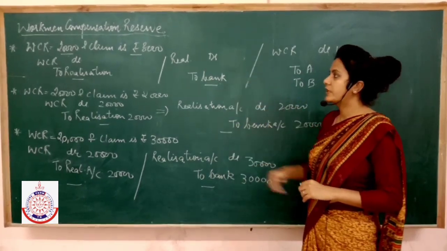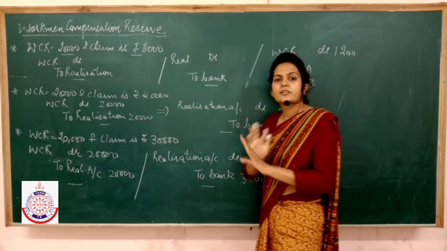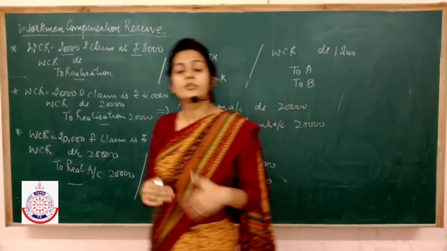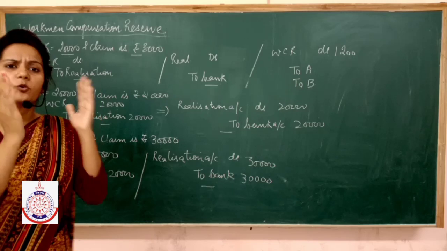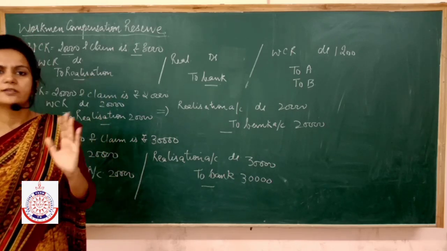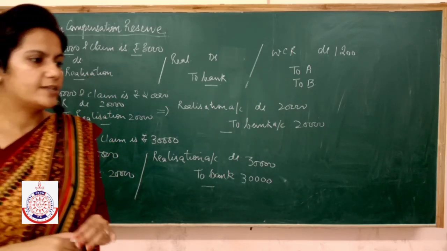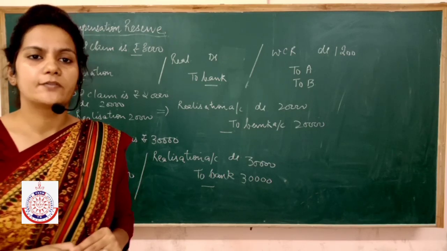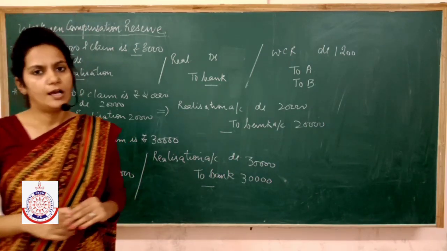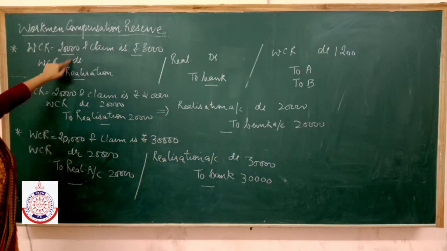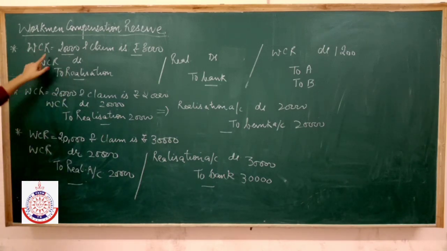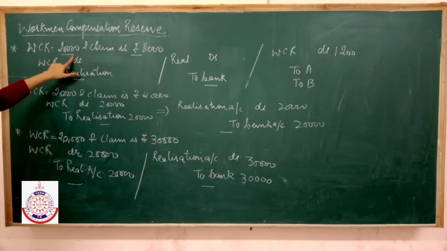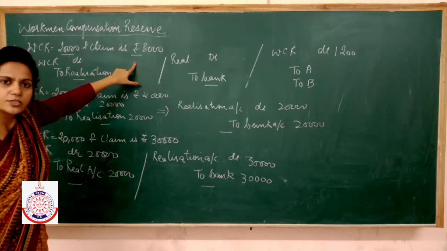Now there are three different cases. You know very well, if there is no claim in the question, what did you do in admission or retirement? You simply transferred the whole amount of reserve to partners capital account, and you pass the entry Workmen Compensation Reserve account debited to partners capital account. Now see, in case of dissolution, there are three different situations given to you. The first situation is Workmen Compensation Reserve is 20,000 and the claim is 8,000 only.